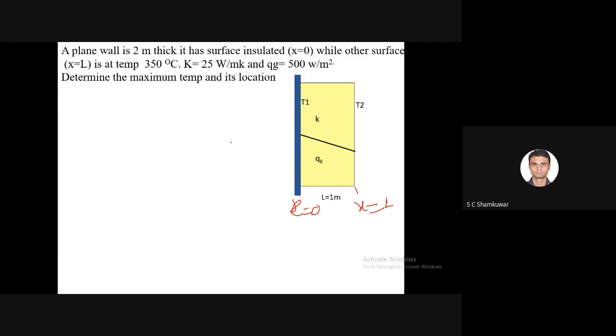And there is heat generation within the slab, which is 500 watt per meter square. So what you need to find out? Determine the maximum temperature and its location. And the length here is given, it is 1 meter long.